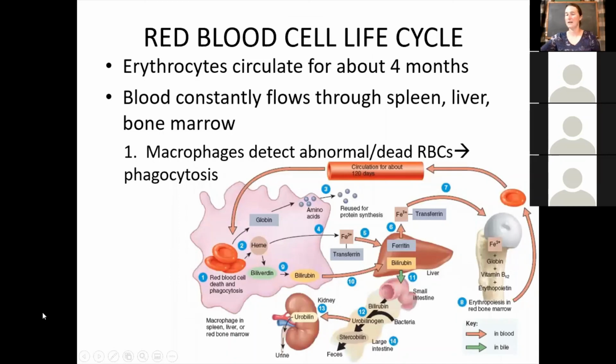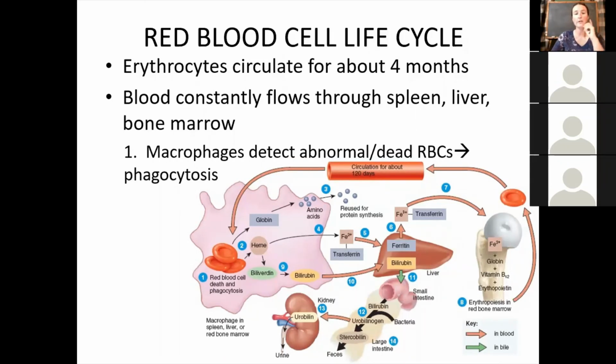Okay. The red blood cell life cycle. Again, the red blood cells are anucleate, so they only live for about 4 months. So let's talk about what happens at the end of that 4 months. Keep in mind that our heart pumps the entire volume of blood every single minute. And so ultimately your blood is going to all different tissues within the course of an hour.